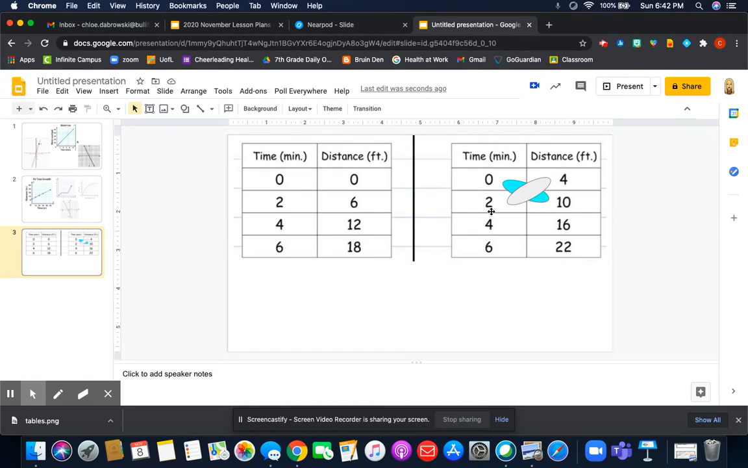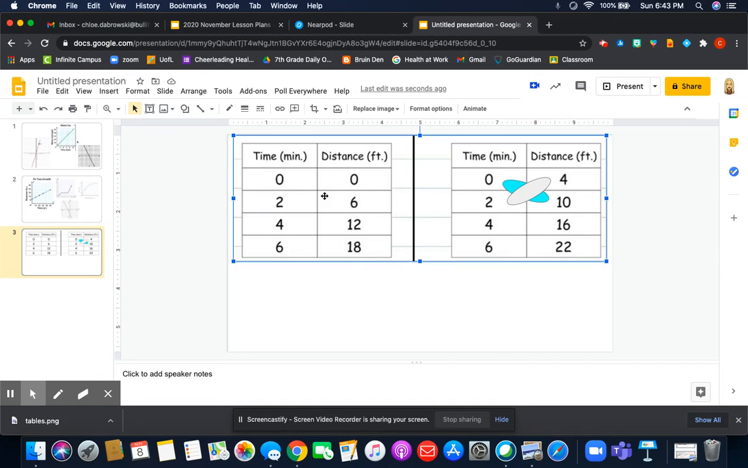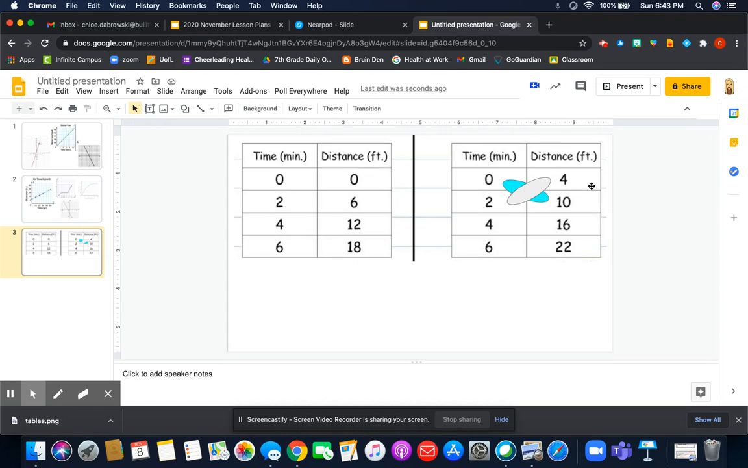And I do want you guys to notice one thing. If we go back to think of what determines a proportional relationship, if we look at the origin right here, on this table we did start at 0, 0. This one we did not. It was starting at 0, 4, so that also could have clued us in that this is not going to be proportional.